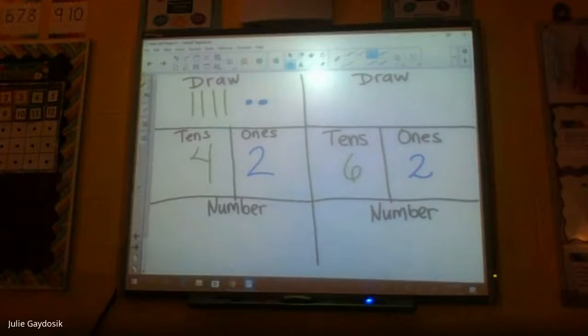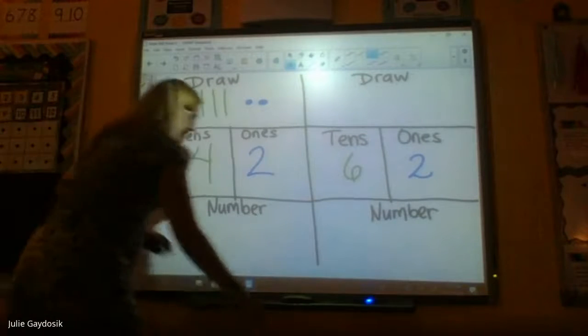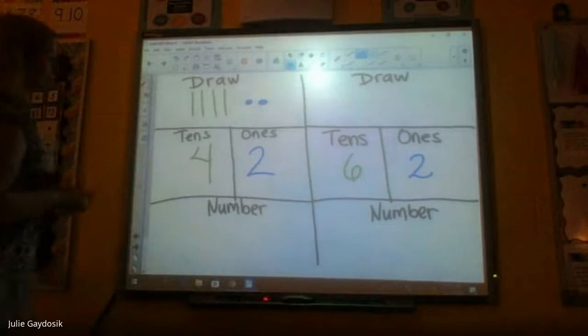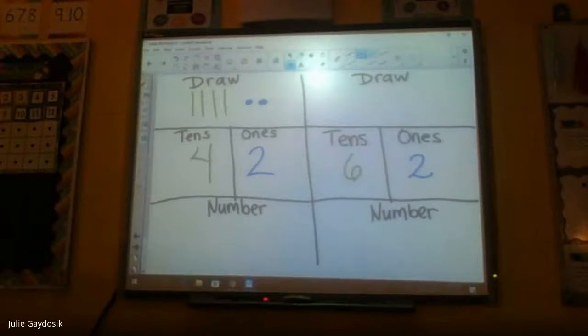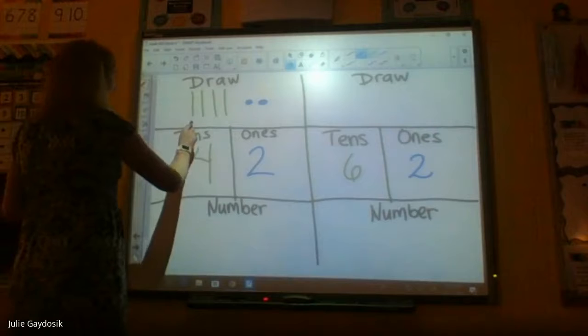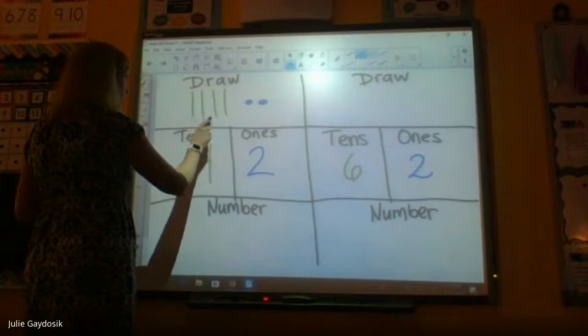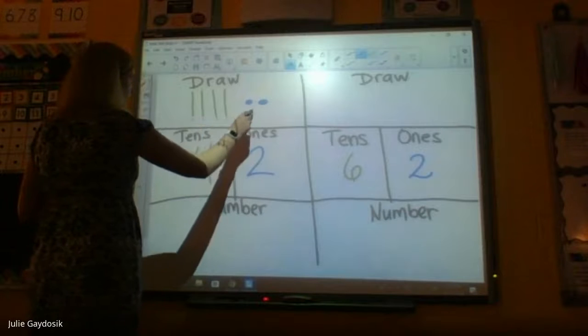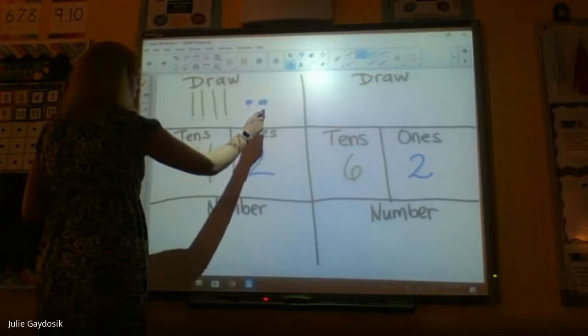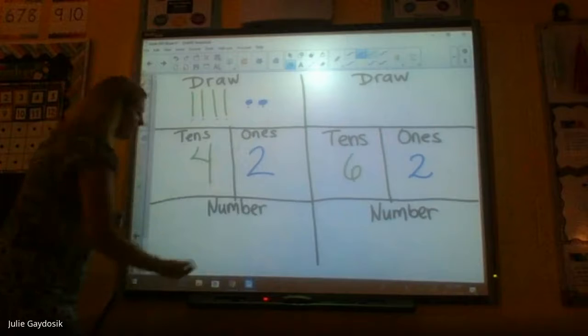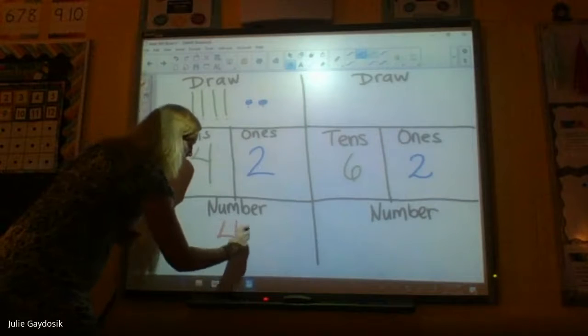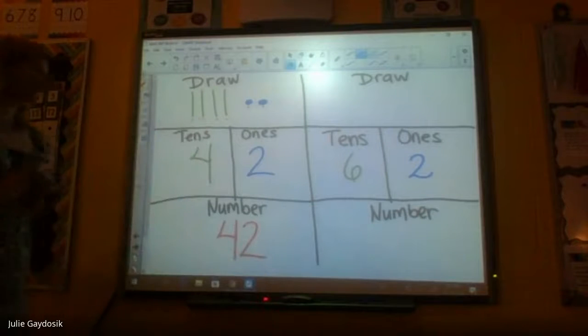Now, what I want to do to find the whole number is I want to go back to my drawing and I want to count from the 10s to the 1s. So I want to count and go up in order. So ready? 10, 20. Remember, we're counting by 10s. 10, 20, 30, 40, 41, 42. So my whole number is the number 42.